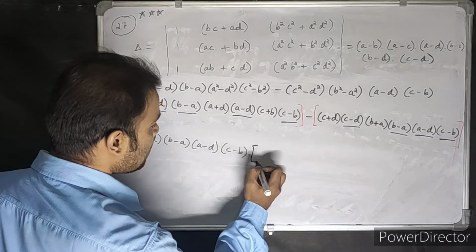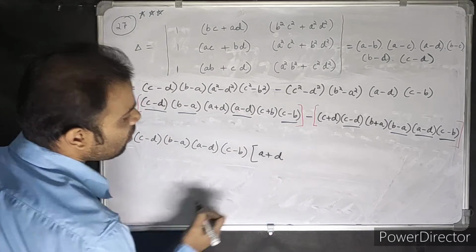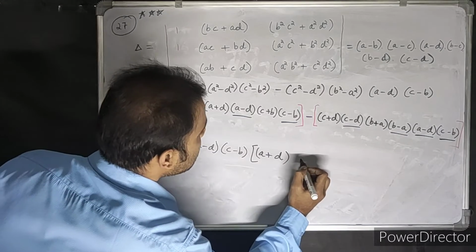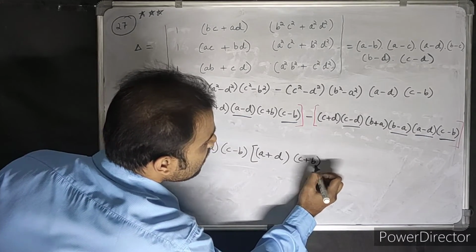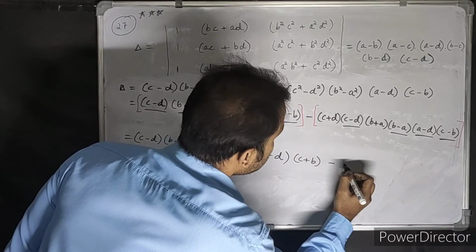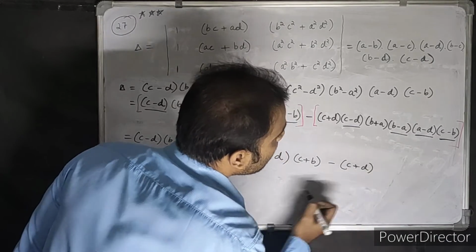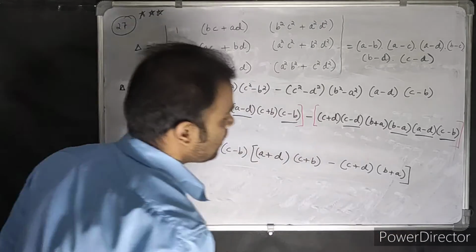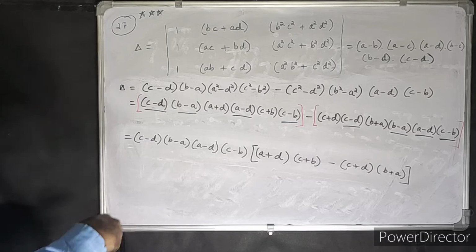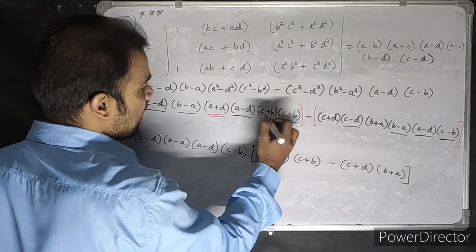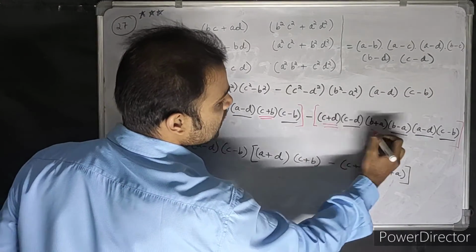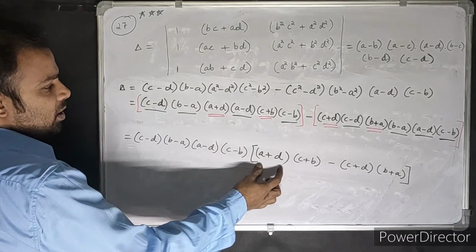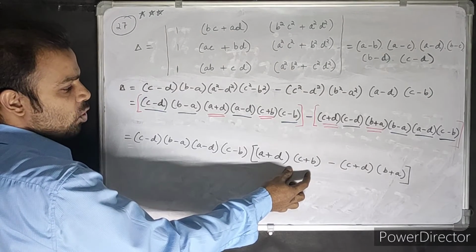What we are left with inside the bracket is a plus d over here and over there a plus d, and over here a plus d and c plus b over here, over there minus c plus d and b plus a is left. B plus a is left. Let's mark it with red. What is left for us? This is left, this is left, this is left and this is left. Look very carefully. A plus d, c plus b multiplied, of course.